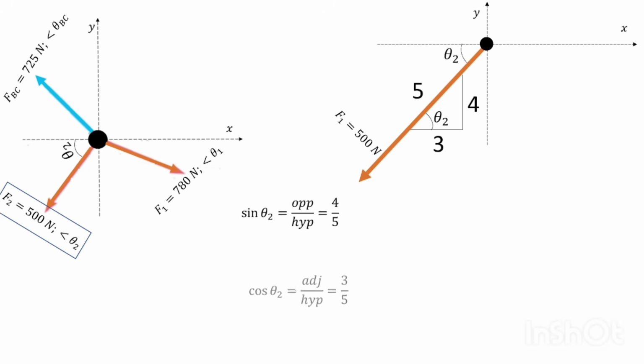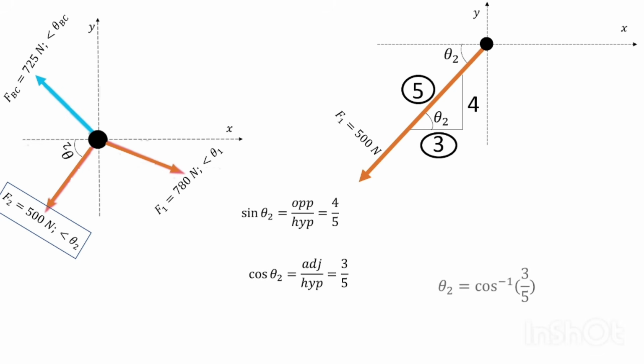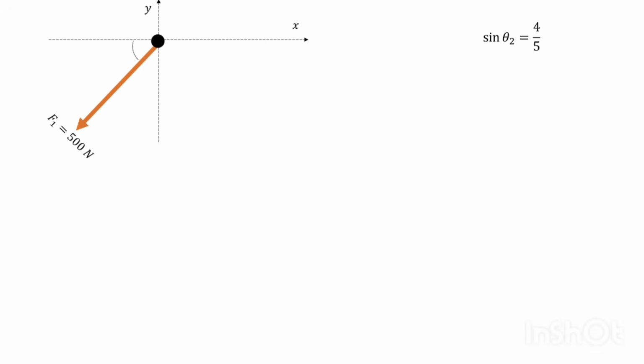Then also we have our cos theta to be adjacent over hypotenuse. For this case, it's 3 over 5, which is the side touching the angle divided by the longest side, which is 5. So basically, we can find our theta 2 by finding the arc cos of 3 over 5, and we get our value for theta 2 to be 53.11 degrees. Summarily, we have our force to be 500 newtons, our sine of the angle is 4 over 5, while our cos of the angle is 3 over 5. Then also we had our theta 2 to be 53.11.